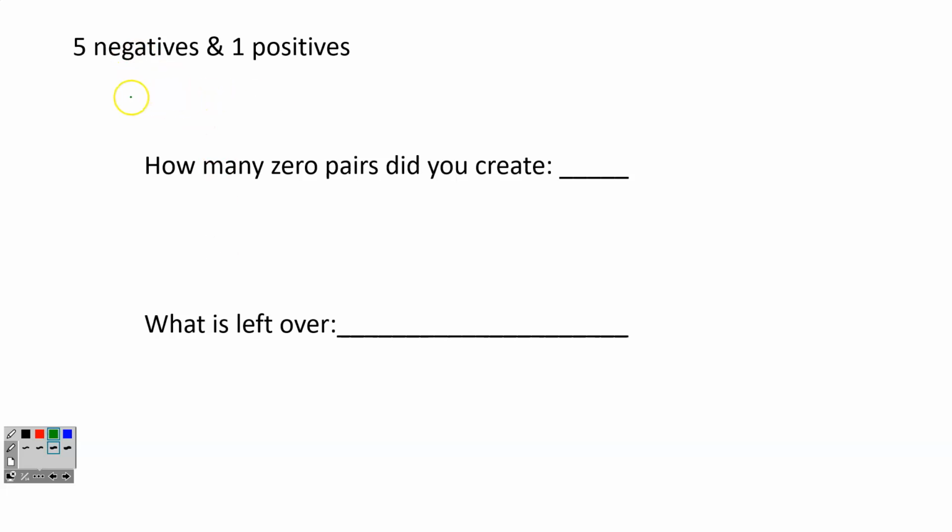5 negatives, 1 positive. 1, 2, 3, 4, 5 negatives, 1 positive. I can do that. How many 0 pairs did I create? I only created 1 0 pair, but what's left over? 1, 2, 3, 4 negatives. Don't forget your negative sign.